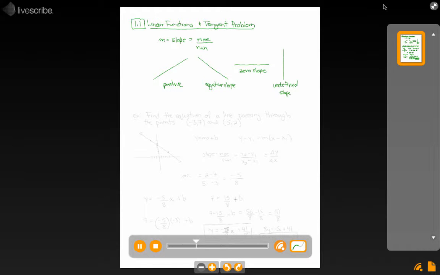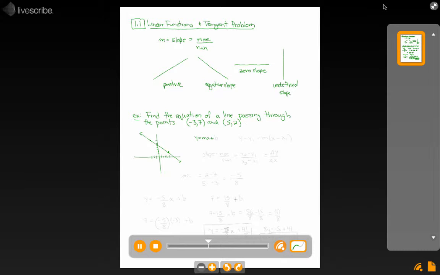Now, in the next example, we're asked to find the equation of a line that passes through the points (-3, 7) and (5, 2). You can, if you choose to, do a little sketch of this. I like to see a picture of something when I'm going to do it. So (-3, 7), 1, 2, 3, 4, 5, 6, 7, something like that. And (5, 2), 1, 2, 3, 4, 5, positive 2, something like that. So there is only one possibility in terms of what kind of line is going to go through those 2 points.